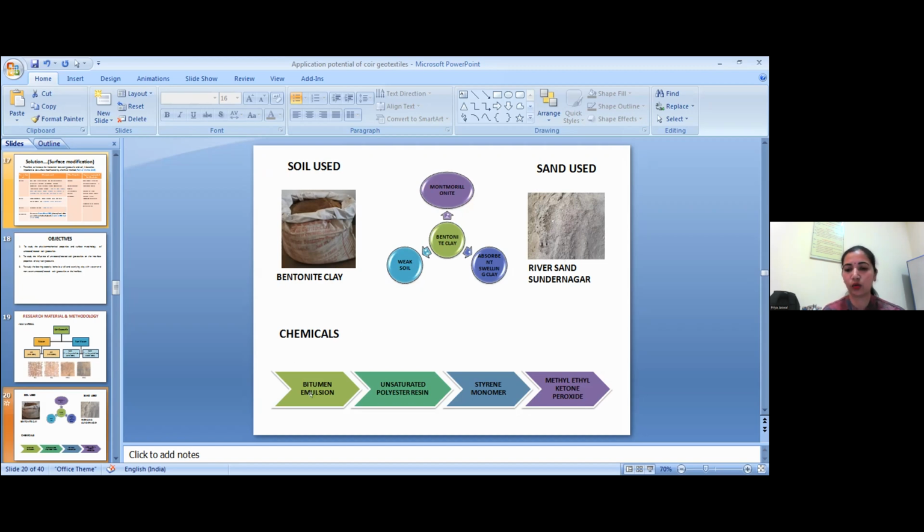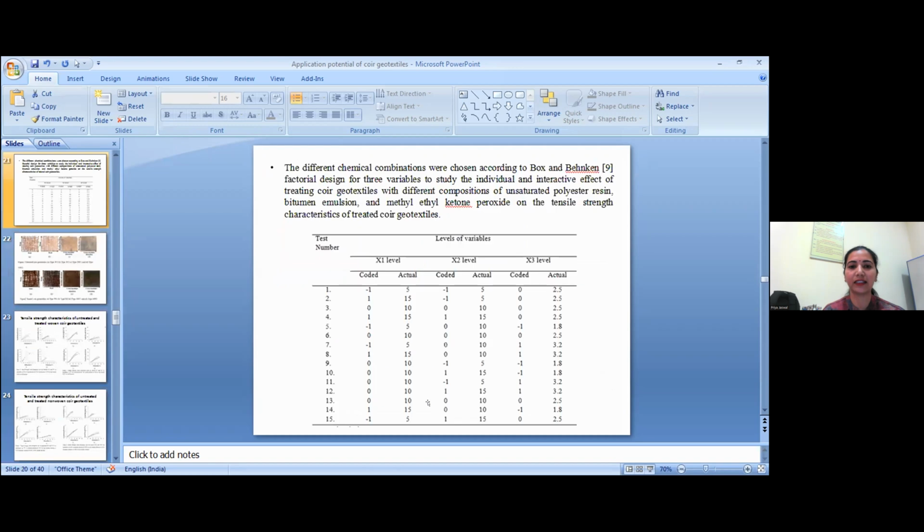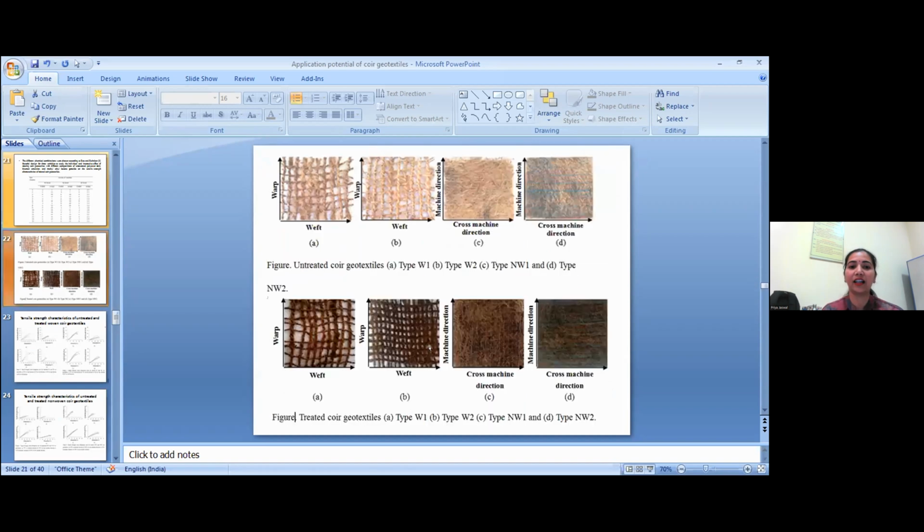The chemicals, as I told you earlier, were these. Based on this Box-Behnken factorial design, the chemical composition was decided, and the fibers, the coir geotextiles, were treated based on these chemical compositions. To evaluate the effectiveness of the treatment on coir geotextile, the wide width tensile strength test was conducted as per ASTM D4595. So these are the pictures of untreated coir geotextiles, and these are treated coir geotextiles.